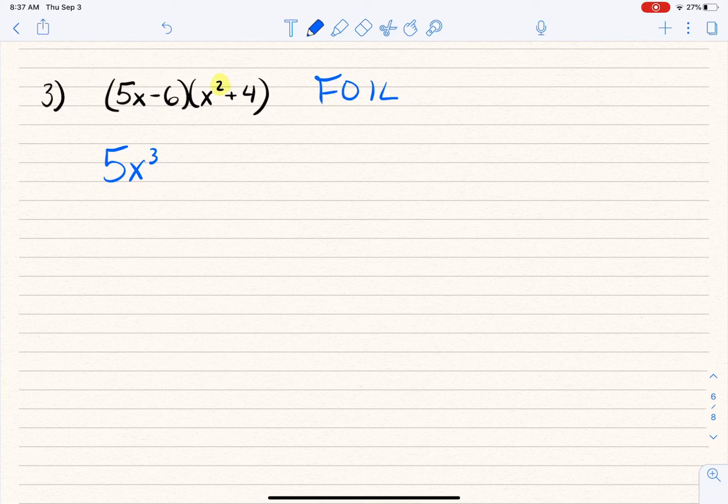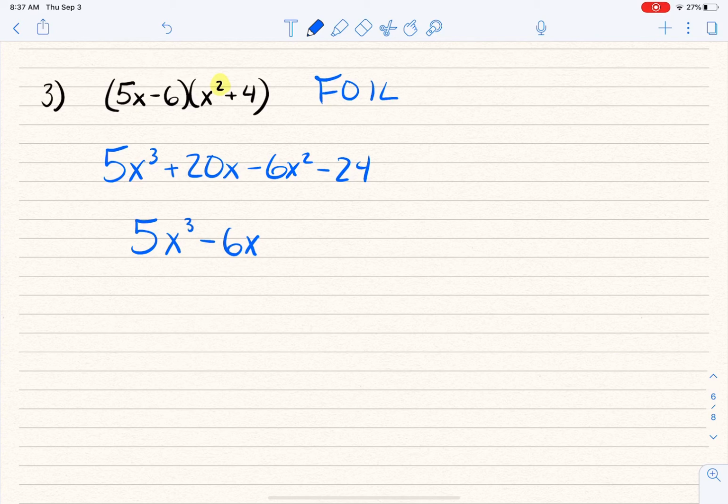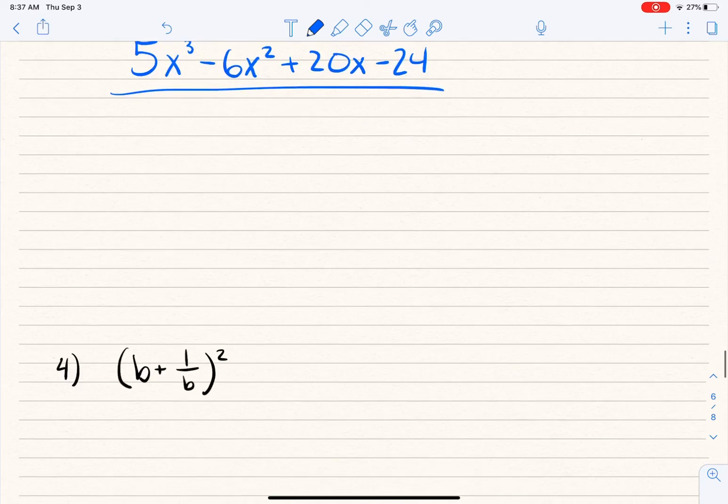Outer, 5x times 4 is going to be 20x. Inner, negative 6 times x squared is negative 6x squared. And last, negative 6 times 4 is negative 24. The one thing you should do is switch some of the order around. You should always have it in descending exponential order. So you'd have 5x to the 3rd minus 6x squared. That negative sign comes with the 6x squared. Plus 20x minus 24. There you go. Final answer. Okay, we're flying through these.